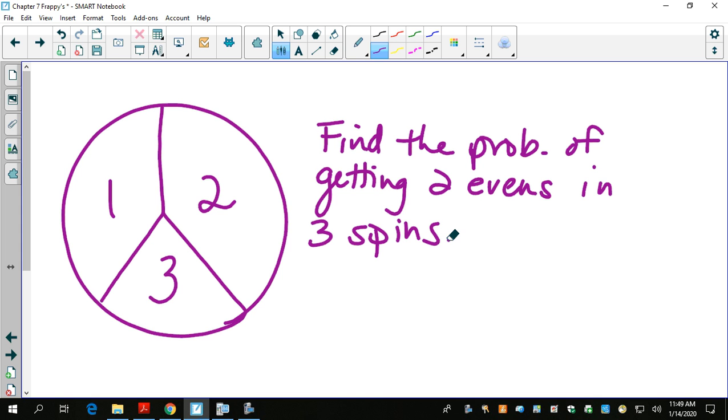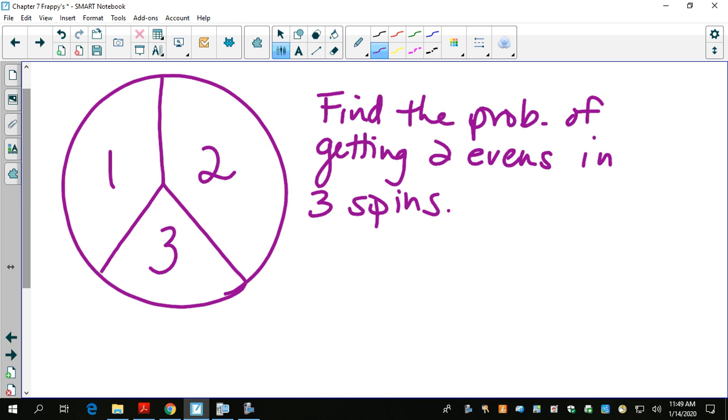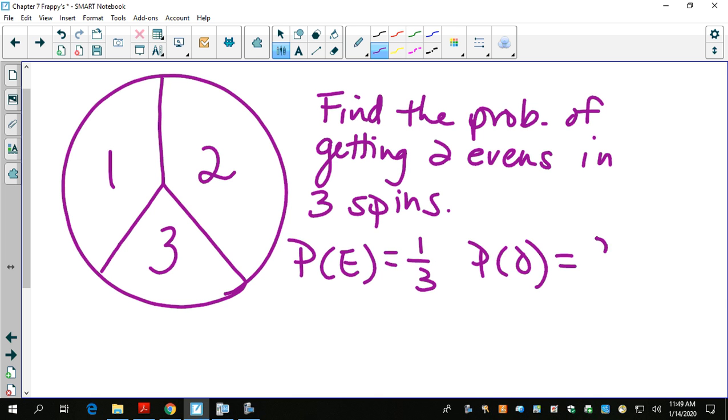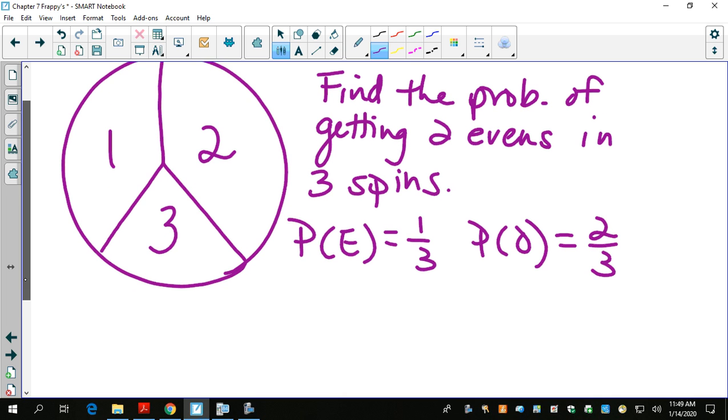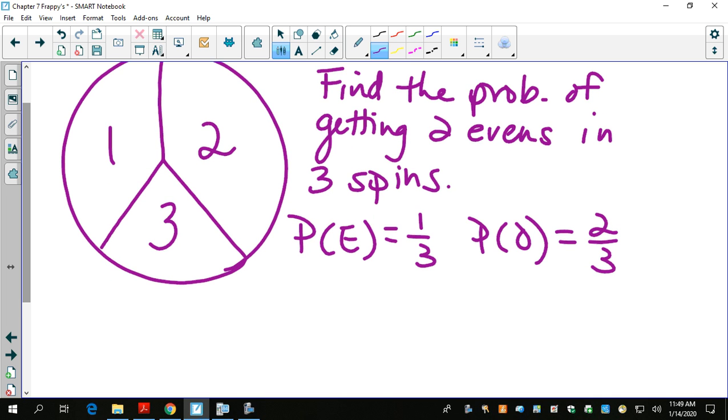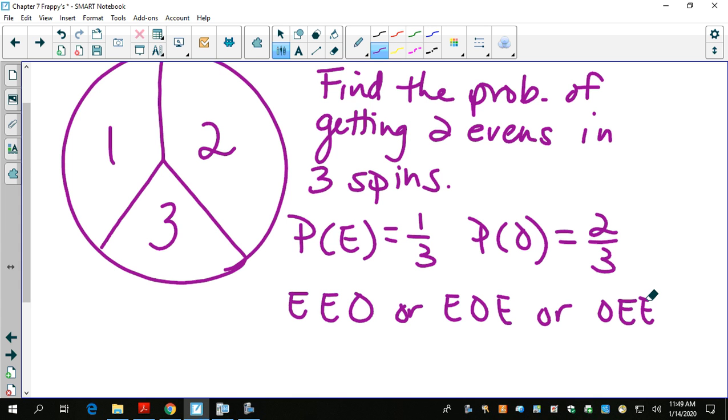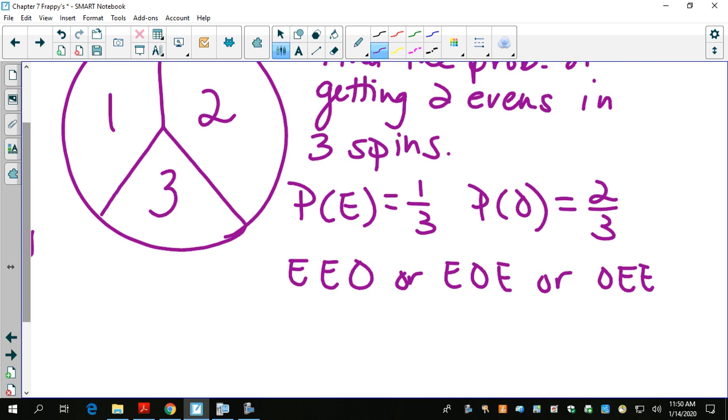Okay, so first we have to establish the probability of even. The probability of even is 1 out of 3, and the probability of odd is 2 out of 3. So 2 evens in 3 spins: you could have even, even, and then odd, or even, odd, even, or odd, even, even. Okay, so those are the 3 cases. And remember, whenever you have cases, it's a plus sign.